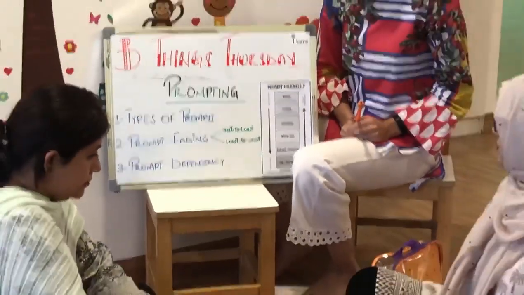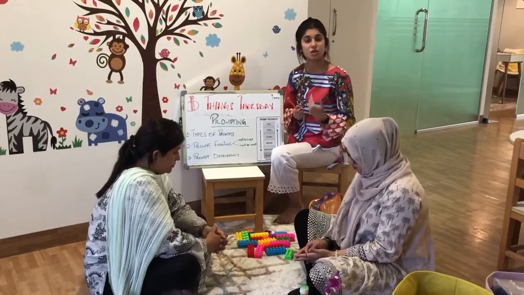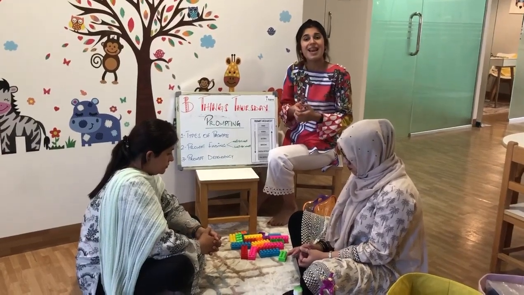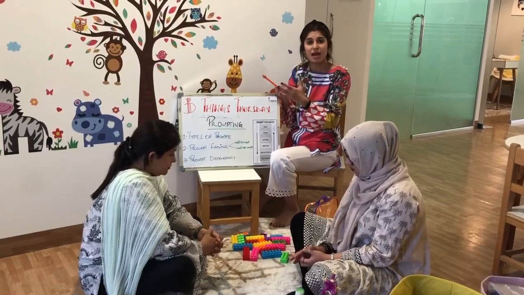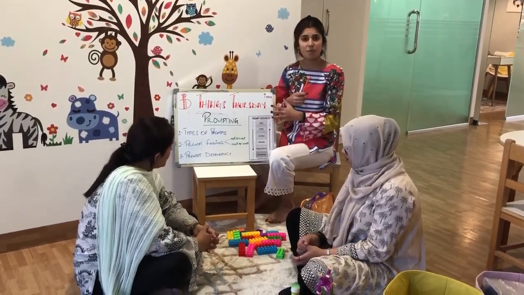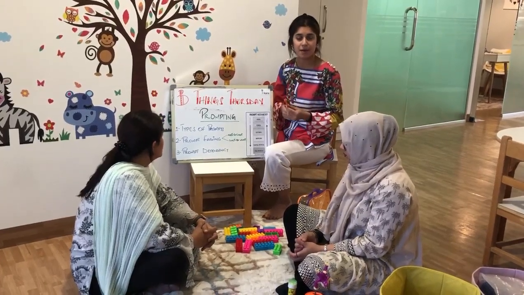Prompting is very important when teaching children skills, because if we teach a new skill to a child, we need to physically show them how to do it, allow them to experience the motion, and then slowly fade away our prompt so that they can do it independently. The goal of prompting is to teach children skills so that they eventually become independent.